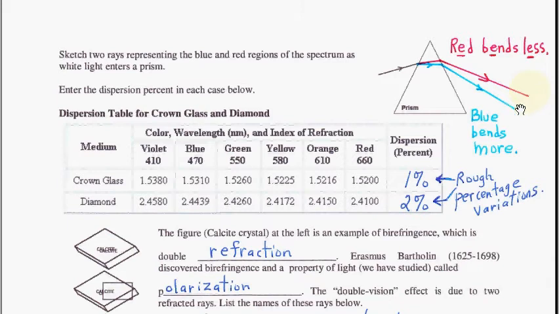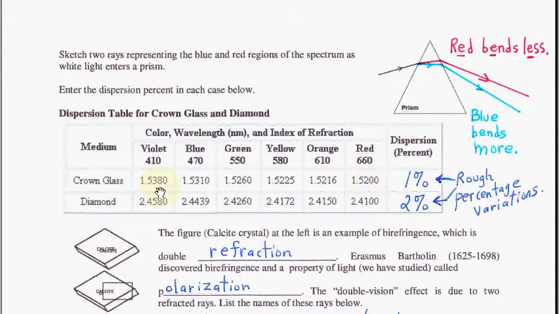Here is a dispersion table for crown glass and diamond. So crown glass, see 1.5. That's what we learned was the index of refraction for glass. Now we're looking more precisely at the difference here. When you look at violet, 1.538, red, 1.52. The violet has a little greater index of refraction, so it bends more. So if you have $1.54, $1.52 or so, you're basically looking at a penny on a dollar, which is 1%, and this is close to 1% if you want to round it off among friends.